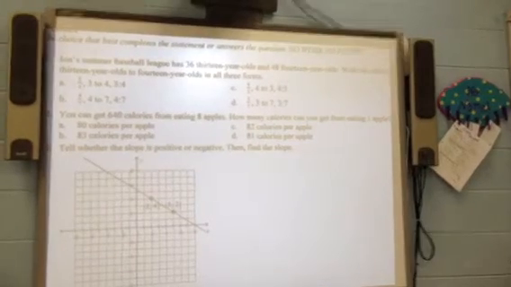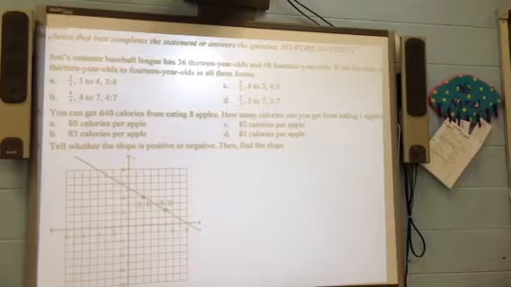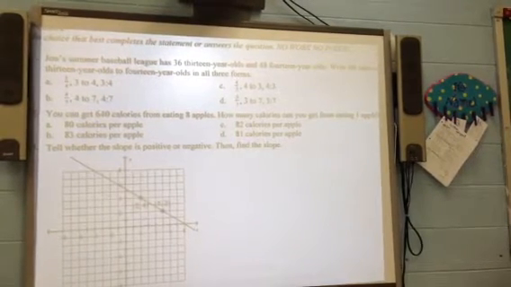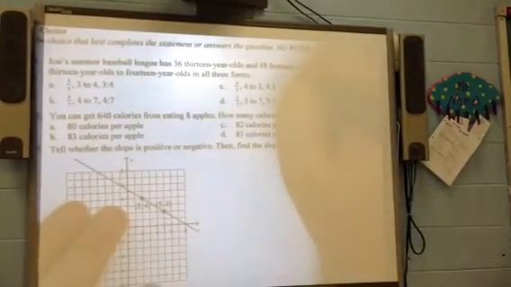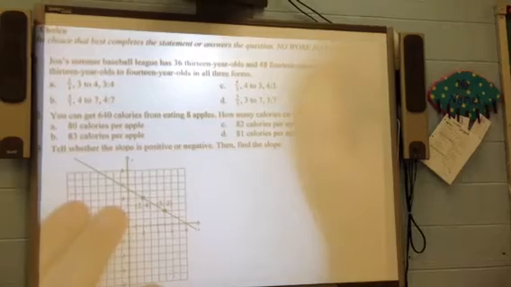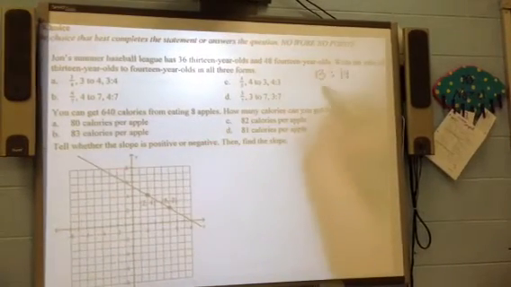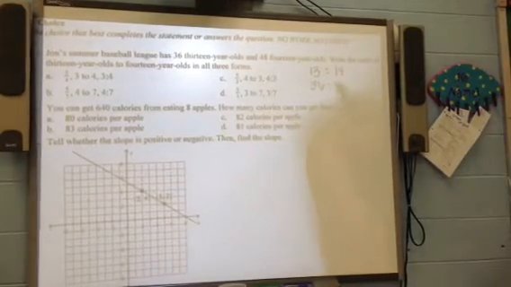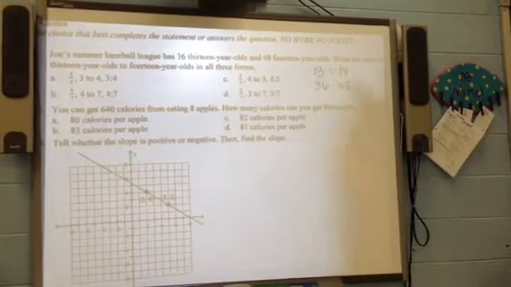John Summer Baseball League has 36 13-year-olds and 48 14-year-olds. Write the ratio of 13-year-olds to 14-year-olds in all three forms. Okay, so my ratio is my 13-year-olds to my 14-year-olds. So I had 36 13-year-olds. I had 48 14-year-olds. That doesn't match any of my answers because this isn't simplified.